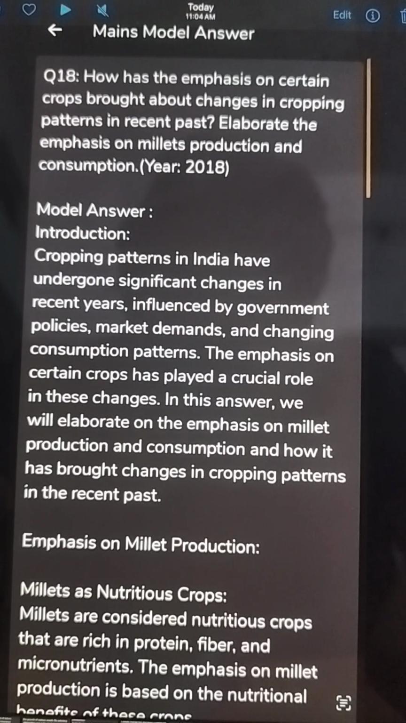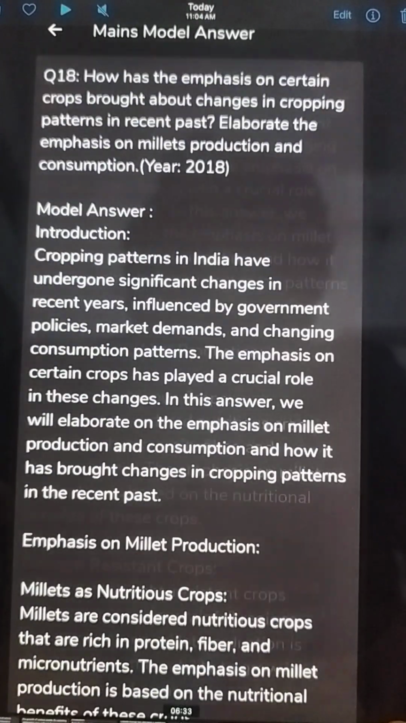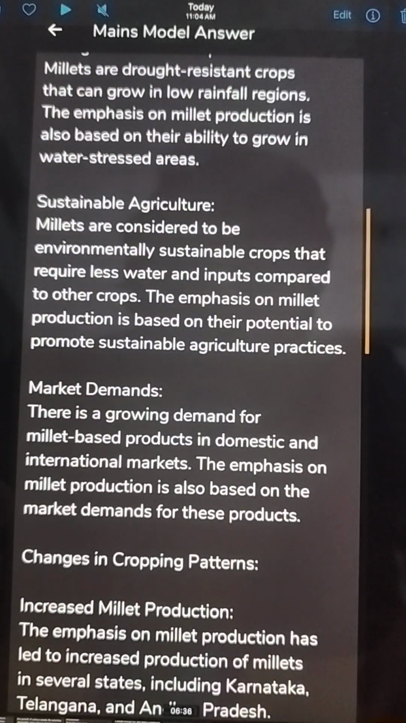In this answer, we'll elaborate on the emphasis on millet production and consumption and how it has brought changes in the cropping patterns in the recent past. Then emphasis on millet production. Millets as nutritious crops.